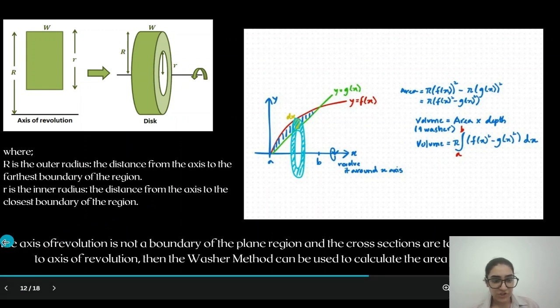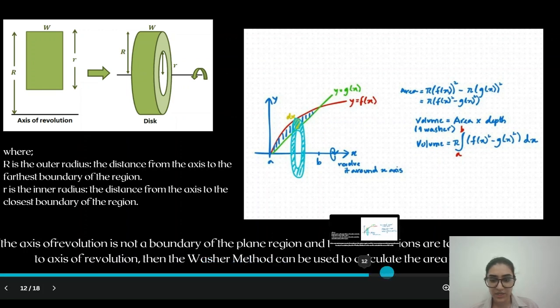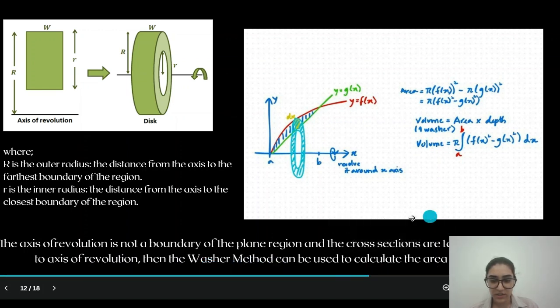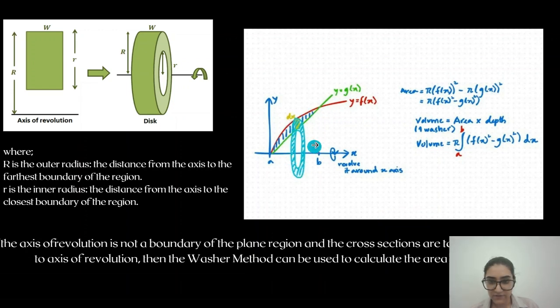When do we use the washer method? If the axis of revolution is not a boundary of the plane region and the cross sections are taken perpendicular to the axis of revolution, then the washer method can be used to calculate the volume of the solid. Here we have this test. This is our washer with the void inside. This is our dx, which is perpendicular to the axis of revolution.